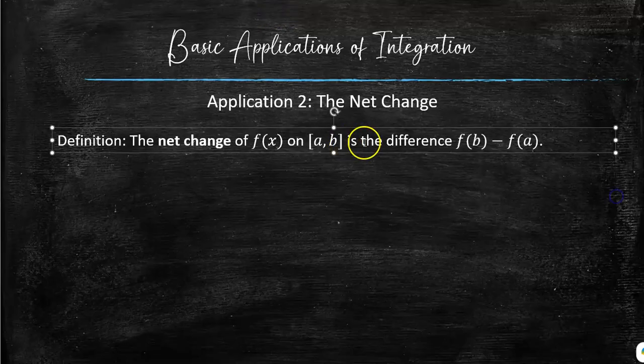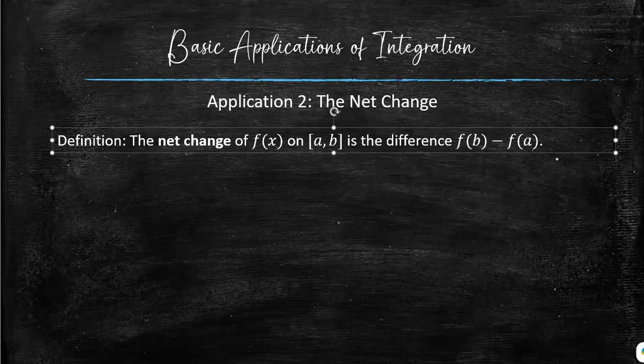The net change of a function is simply the difference between the outputs at the boundary points of an interval. So the net change of f of x is simply f of b minus f of a. In applications, the net change could mean the net change in population, revenue, position, and so on. Previously, we have learned how to estimate the net change using differentiation, and in particular we use the concept of differentials and linearization of a function to estimate the net change.